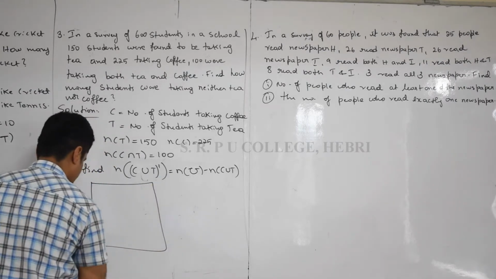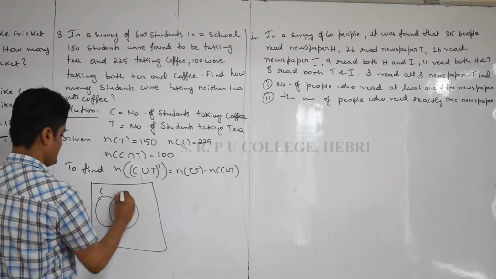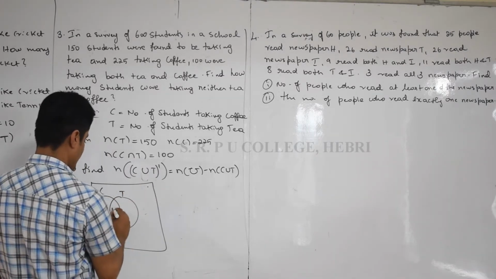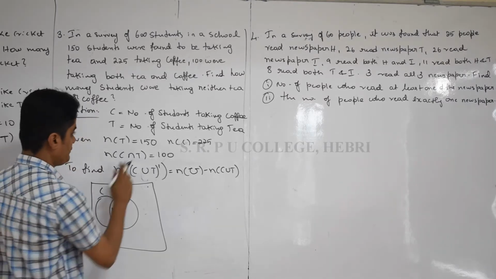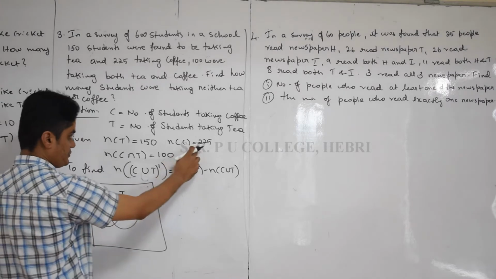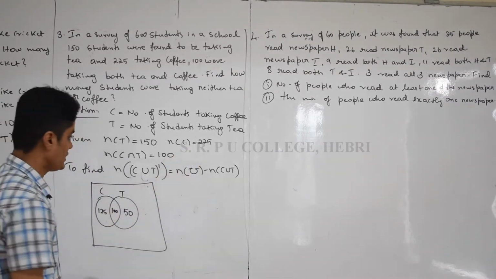Observe carefully. Easily you can use a Venn diagram to get the answer. This is C, this is T, and the universal set is given. The intersection part is known, that is 100, okay. So n of T is 150, that means only 50 must be written here because 100 is already here. N of C is 225, that means 125 for C alone. That's it. Now what is the answer?